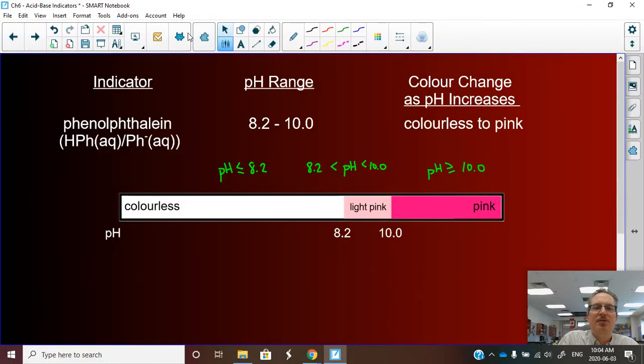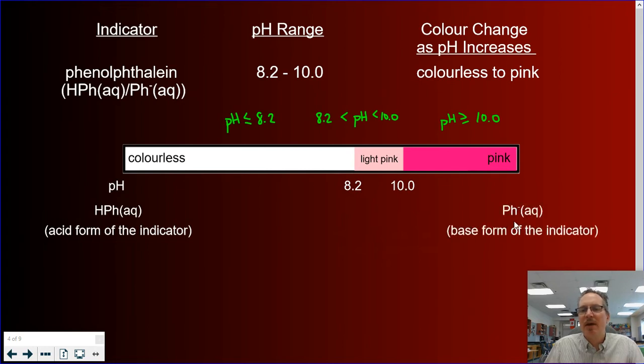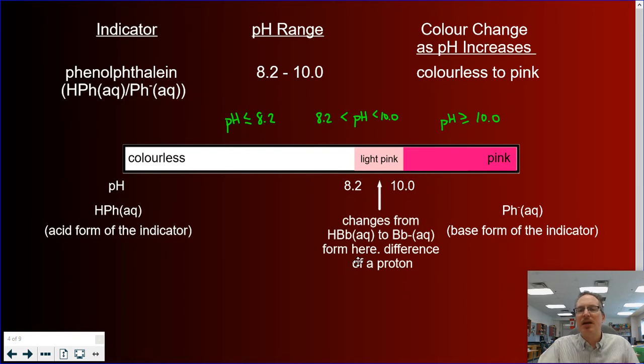Now, I'm going to get my pointer tool out here. So again, when I'm down here, this is my acid form of my indicator. This would be the HPH range. When I'm above the change in color, this is going to be my base form. This is my pH minus. And when I'm in between my pH range, this is when I'm looking at a one drop color change. And oh my goodness, we have a typo. Mr. Kemp wasn't careful. So this is HPH and pH minus on there. So I apologize for that.